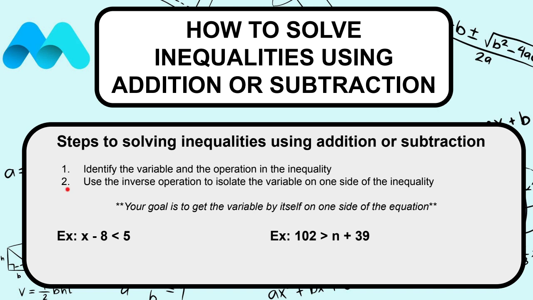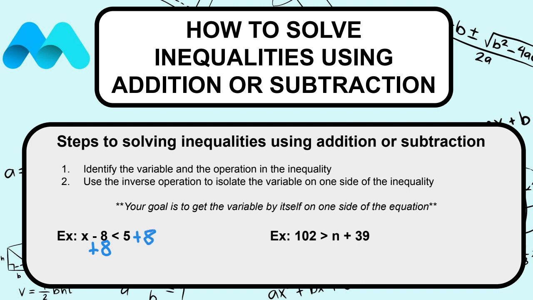Okay, so step two is to use the inverse operation. The word inverse here means opposite. So you're going to use the inverse operation to isolate the variable on one side of the inequality. We've identified our variable, we've identified the operation of subtraction. So we're going to use the opposite or the inverse, which is addition. So I am going to add 8 to each side of the inequality.